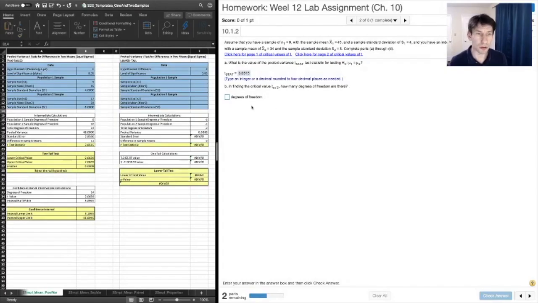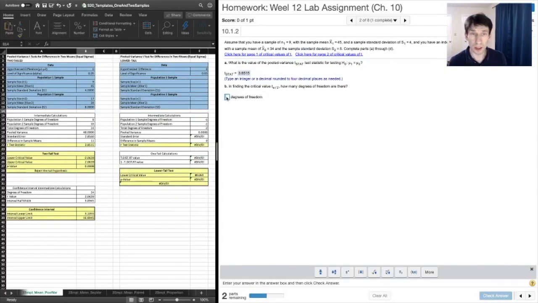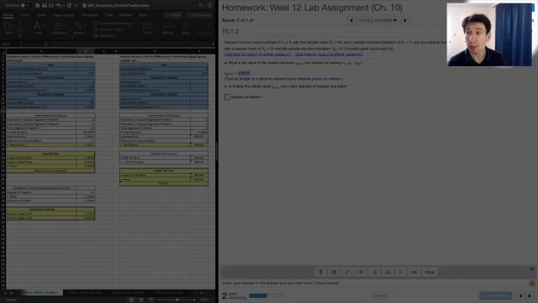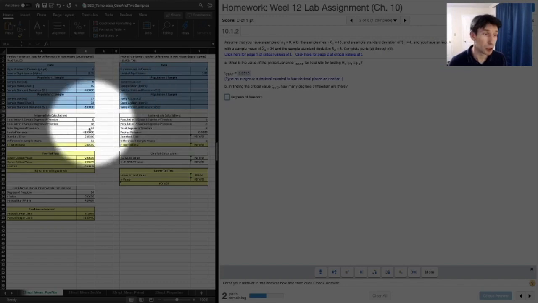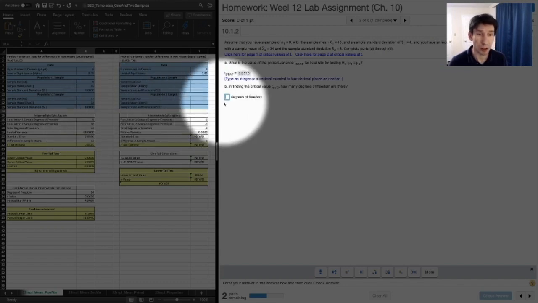How many degrees of freedom are there? We already did that. So it's 9 plus 17 minus 2, so 26 minus 2, 24. But if you didn't know that, it's written right here, 24.